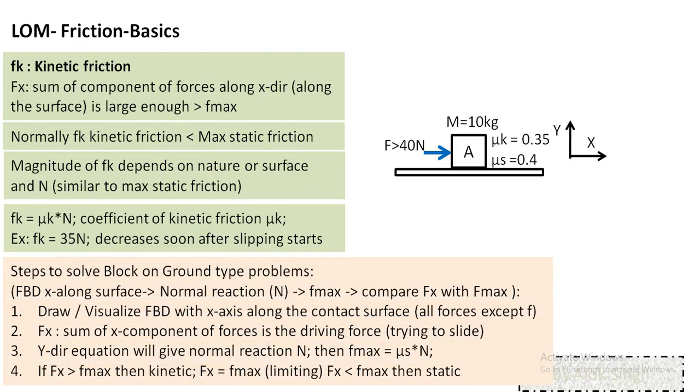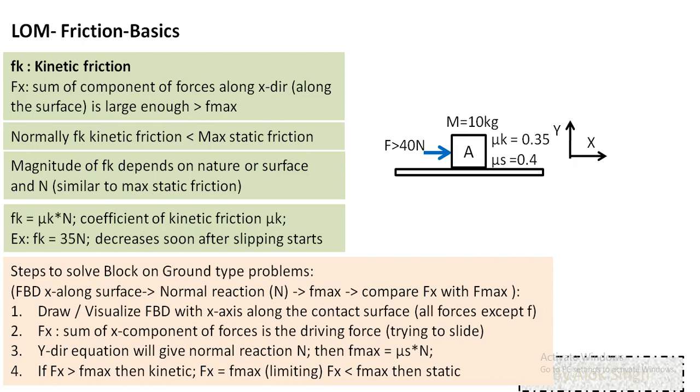So what are the typical steps to solve block on ground type of problems, simple type of problems? First, we draw an FBD assuming x-axis along the surface. Then we find the normal reaction using summation of force in y direction equal to 0. Once we have the normal reaction, we can find F max, which is mu s times normal reaction. And then we compare the driving force with the resisting force. So this is the order.